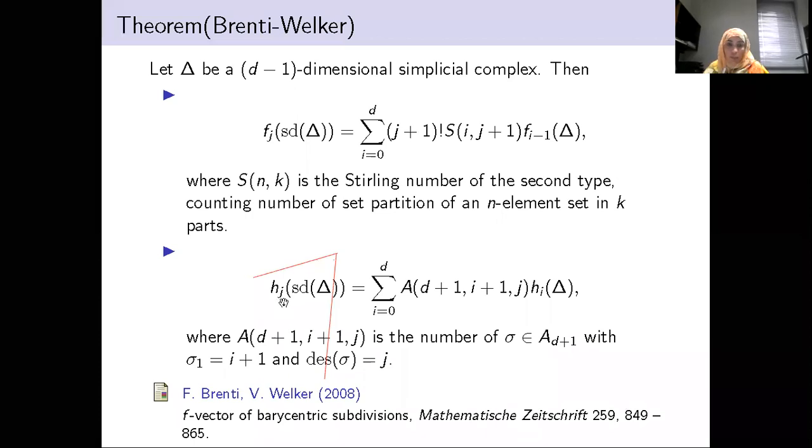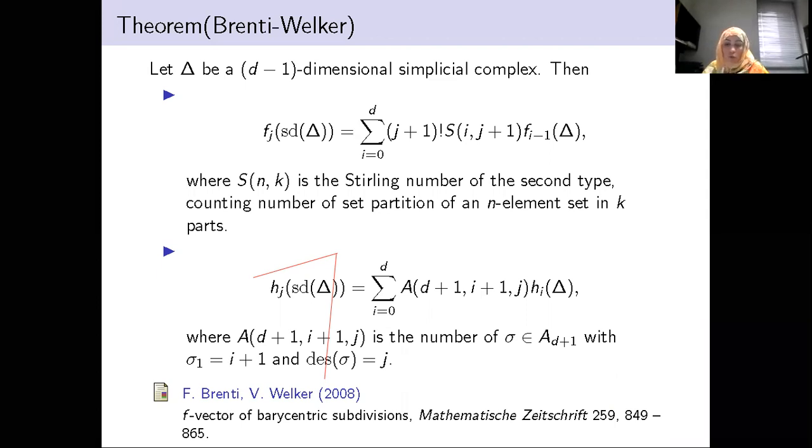Okay, and what are the coefficients in terms of the h-polynomial, the h-vector? You have a nice combinatorial description of these as the number of permutations, in terms of these Eulerian numbers. These are just the number of permutations of the symmetric group S_{d+1} with sigma(1) equal to j plus 1, and the descent number of this is j. So this was the beginning, and then people have worked a lot on various subdivisions.